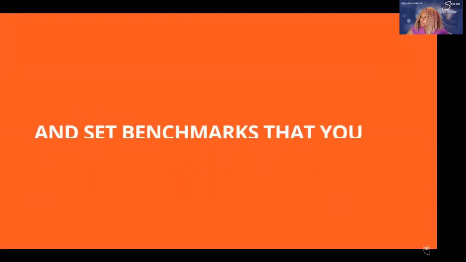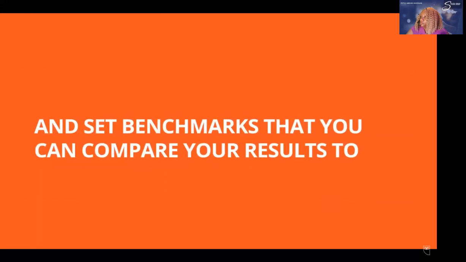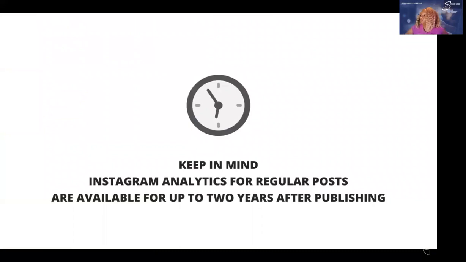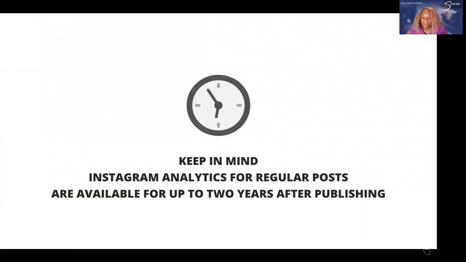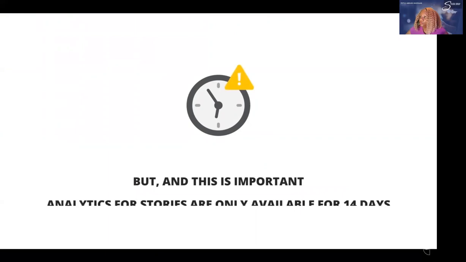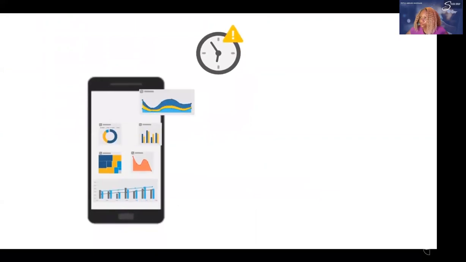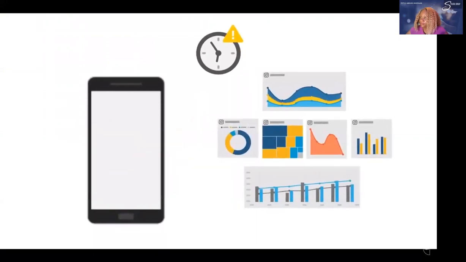Now that you know what each metric means, be sure to track them consistently and set benchmarks that you can compare your results to across time. Keep in mind, Instagram analytics for regular posts are available for up to 2 years after publishing. But, and this is important, analytics for stories are only available for 14 days. So, set time aside regularly to record this data so it's available when you need it for reporting.